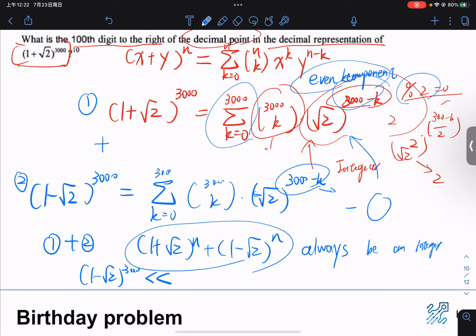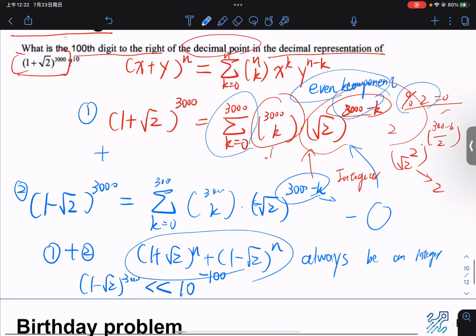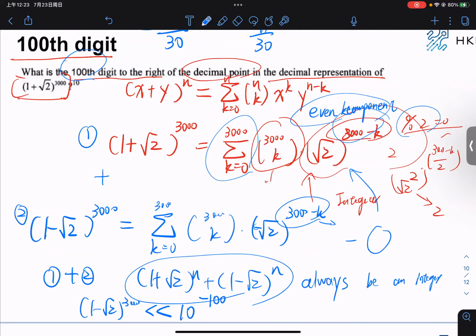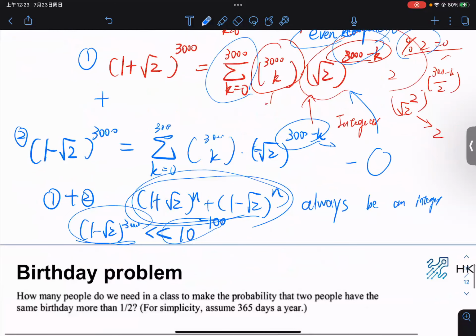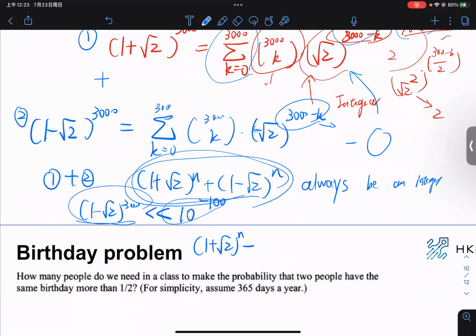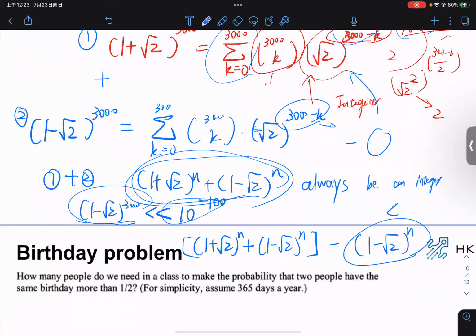And because we know (1 minus square root 2) to the 3000 is going to be super small, which you can find is much smaller than 10 to the negative 100, because we want to check the 100th digit. Because this is super small, it is less than this number, and the other is an integer. So we are actually calculating (1 plus square root 2) to the n, which equals the integer minus (1 minus square root 2) to the n. This is going to be much smaller than 10 to the negative 100, which means the decimal is going to be 0.000, where we are going to have 100 of them, then a 1. So the last digit must be what? Must be 9. Okay, so the last digit must be 9.